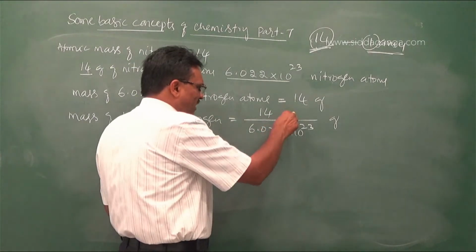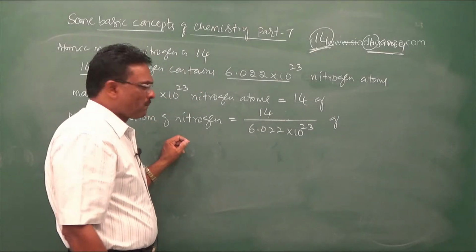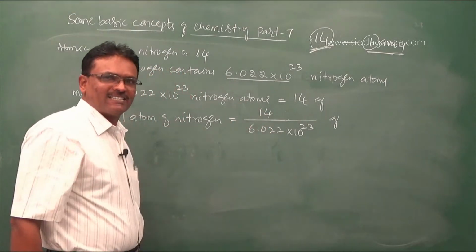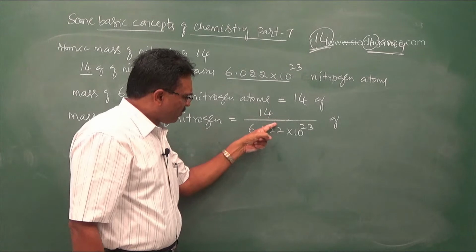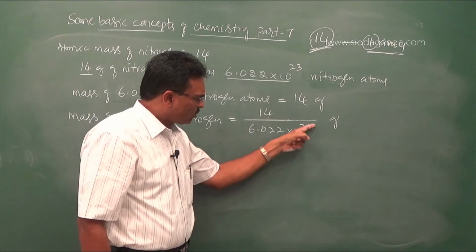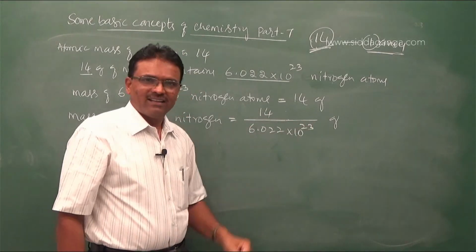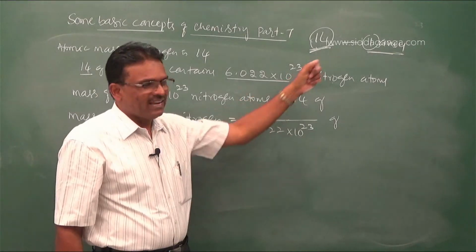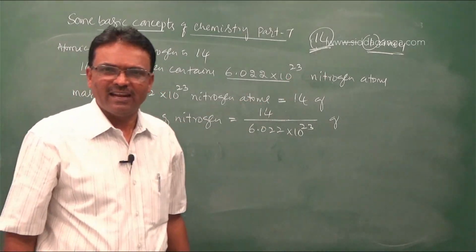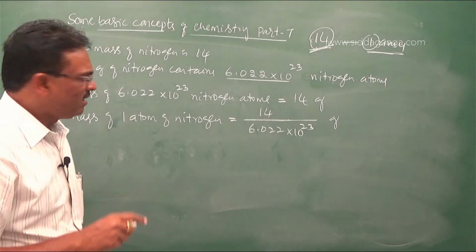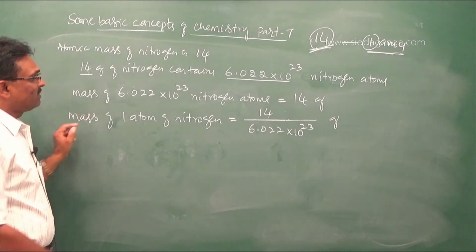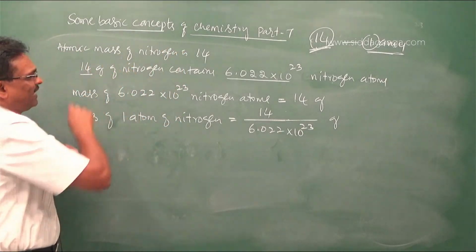And the reciprocal of this, reciprocal of 6.022 into 10 power 23, is nothing but 1 AMU. Clear? See what we have said here. What is meant by the atomic mass of nitrogen is 14.